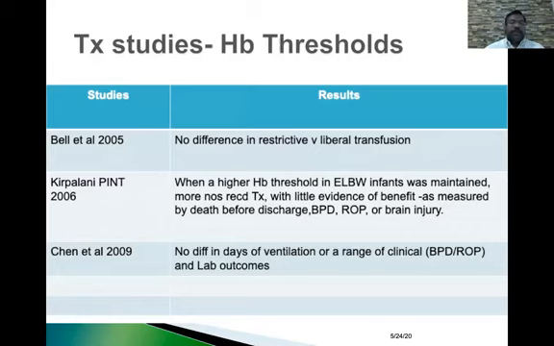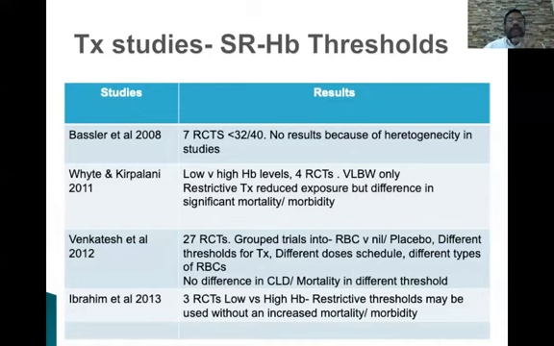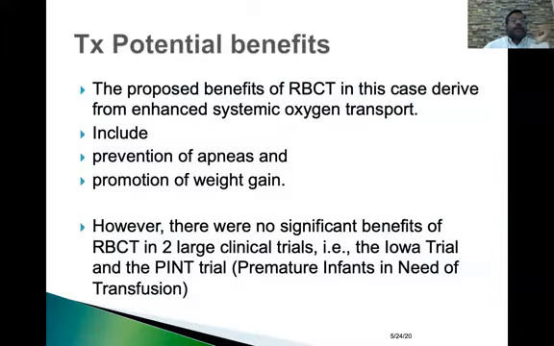Now, what restrictive and liberal mean: if you do not transfuse till the hemoglobin drops down to some degree of low levels, that is called restrictive. And if you wish to keep the hemoglobin at a much higher level, that's called a liberal transfusion. So many studies have been done, and that has not shown a lot of difference. And not just individual studies, there have been systematic reviews about these transfusions. And again, it does not show any difference of increased mortality, morbidity, chronic lung disease, or any other significant long-term effect.